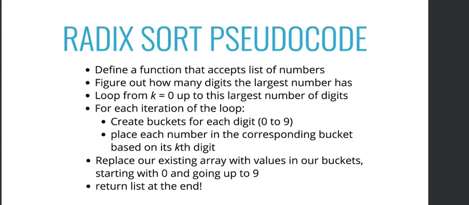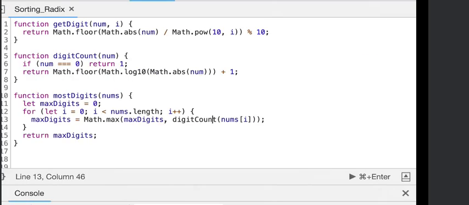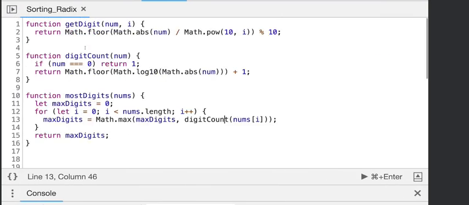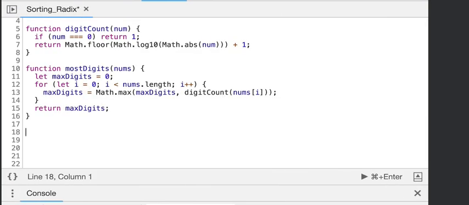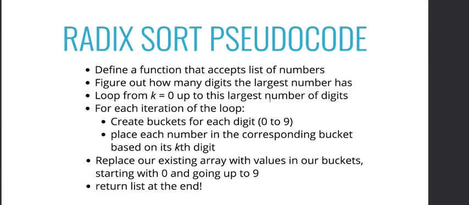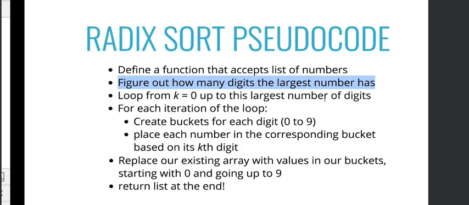So we have this through code laid out, we have our helper methods written, let's write the logic. The first thing I'll do, I need my helper methods, I'm going to keep those, and I'm going to define a function called radixSort. It takes a list of numbers. The very first thing after that, we need to figure out how many digits the largest number has.